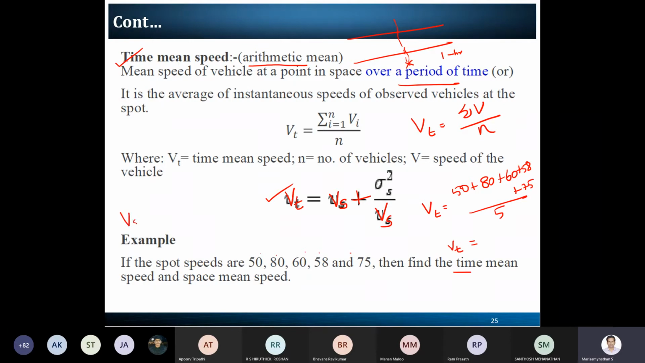And for space mean speed, as we have seen previously, n divided by the sum of 1 divided by vi. So n is nothing but 5, divided by 1 divided by 50 plus 1 divided by 80, 1 divided by 60, 1 divided by 58 plus 1 divided by 75. So whatever value you get will be the space mean speed. So this is the way we can understand and estimate the speed, and how we can measure it with respect to the different applications.